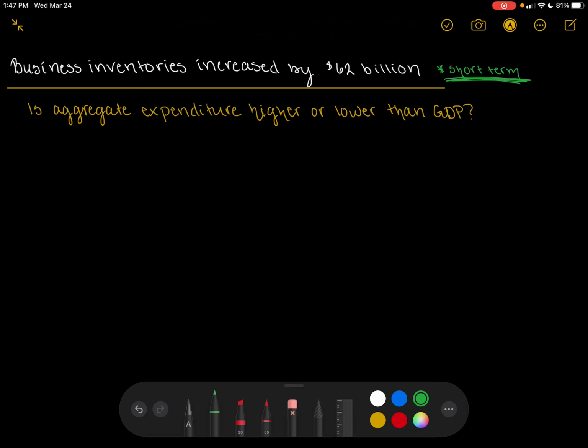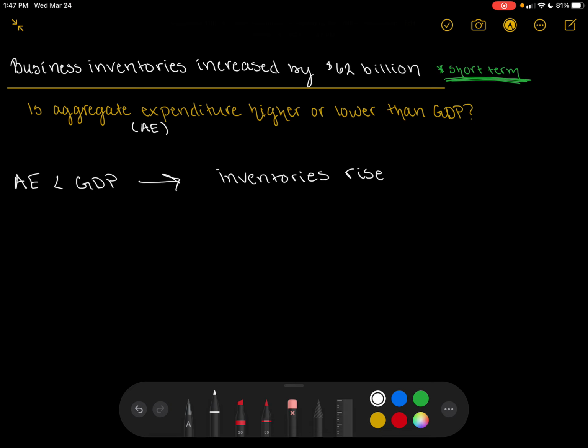We'd like to know, given the information that these inventories have increased, is aggregate expenditure higher or lower than GDP? An important rule of thumb to remember, and what will essentially give us the answer here, is that when inventories rise, they rise as a result of aggregate expenditure being less than GDP. So AE, our aggregate expenditure, could be concluded to be less than GDP. And as a result of that, that's where we're seeing this increase in inventories.